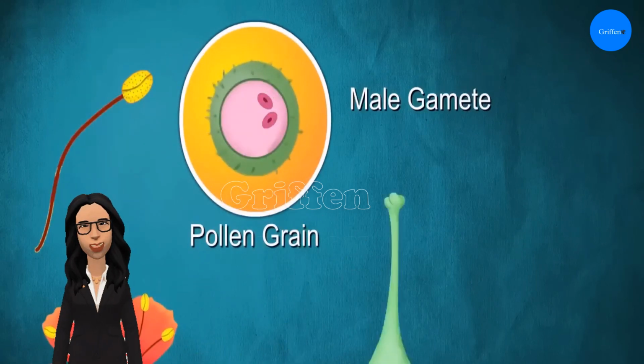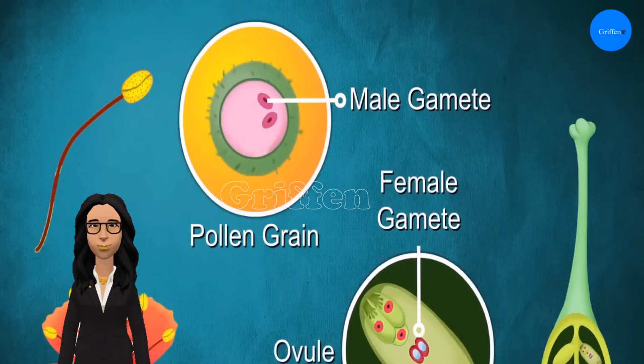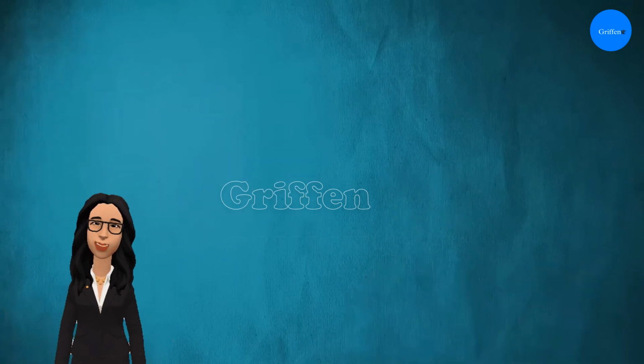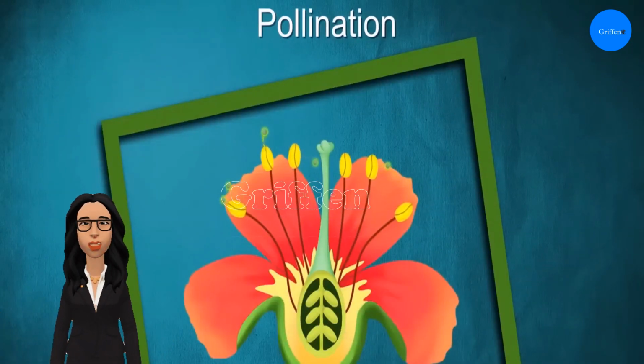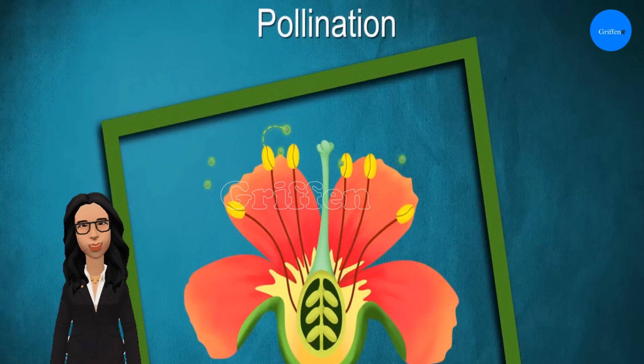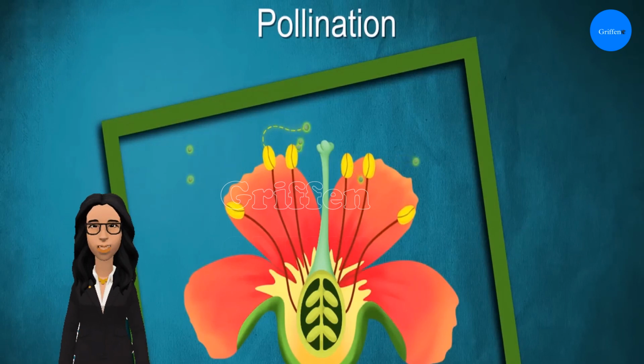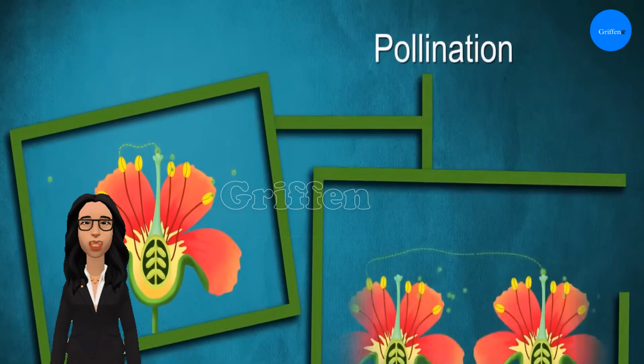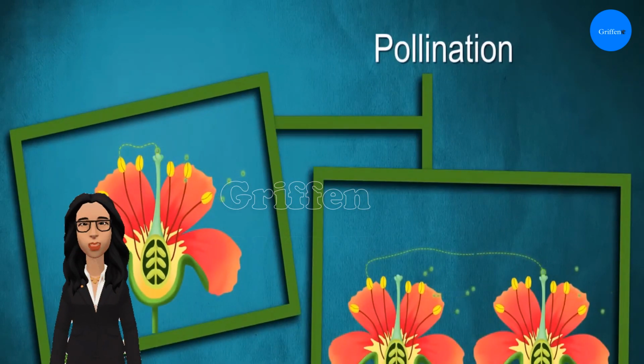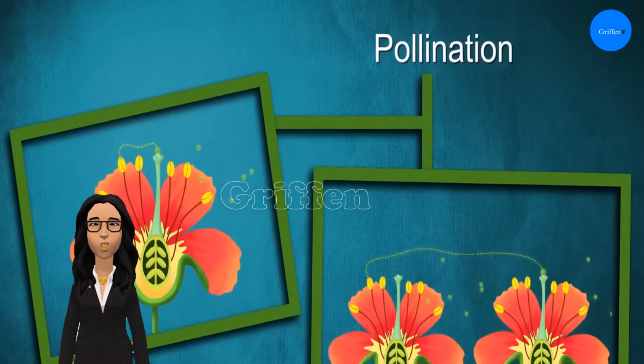Now for that, the male gametes have to reach the female gametes. For this, first a pollen grain carrying the male gametes is transferred from the stamen of a flower to the stigma of the same or the other flower. Such transfer of pollen grains is known as pollination.